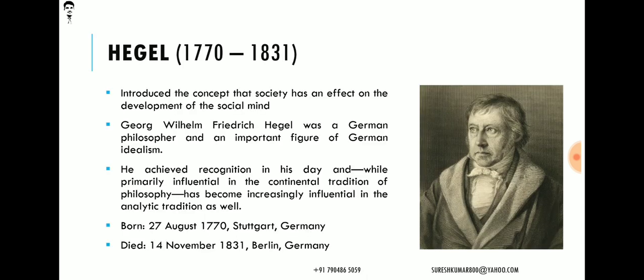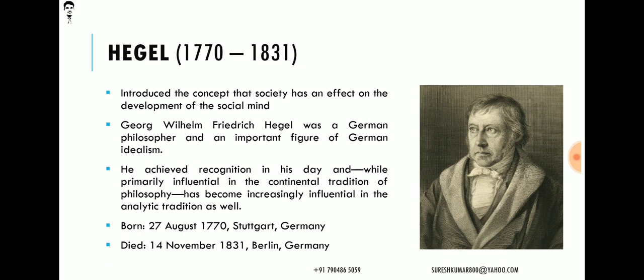Here we are going to look into the history of social psychology. When we go back to 1770 to 1831, Hegel introduced the concept that society has an effect on the development of the social mind. Social mind and individual mind are totally different. We think about ourselves only, but when you are in a society, the social mind is totally different from the individual mind. It was insisted upon by Hegel.